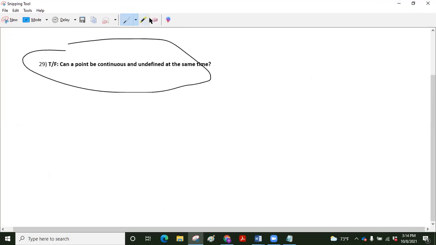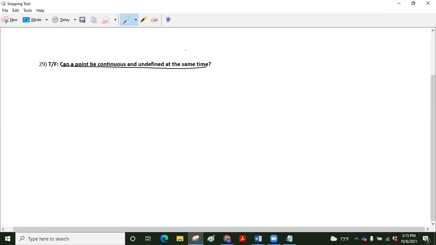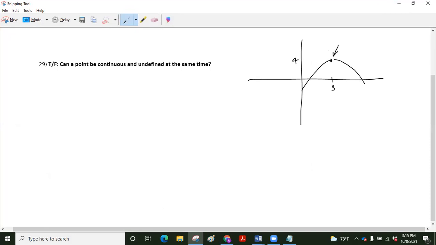Let's look at a couple true-false questions here. Can a point be continuous and defined at the same time? So can a point be continuous and undefined at the same time? So think about it, right? If you're looking at a graph, we say that this point is continuous. But if it's undefined, we know that it must have an open circle, which means this is false. A point cannot be continuous and undefined at the same time.